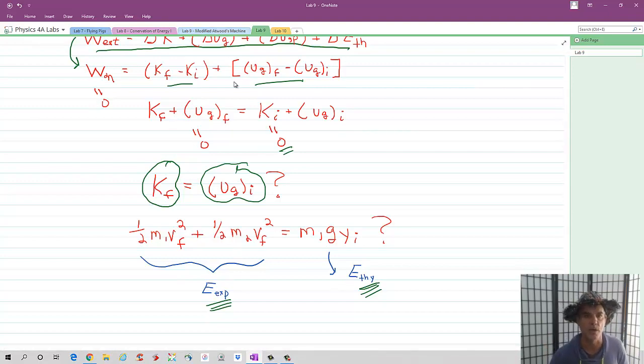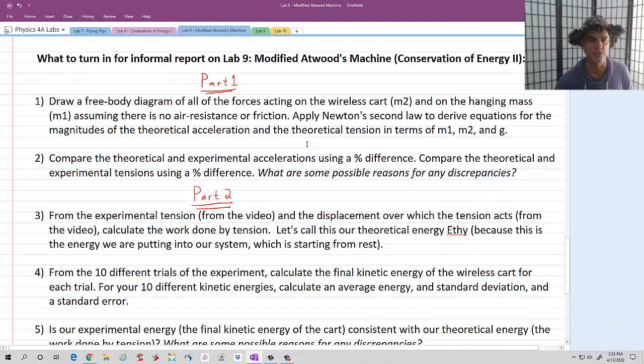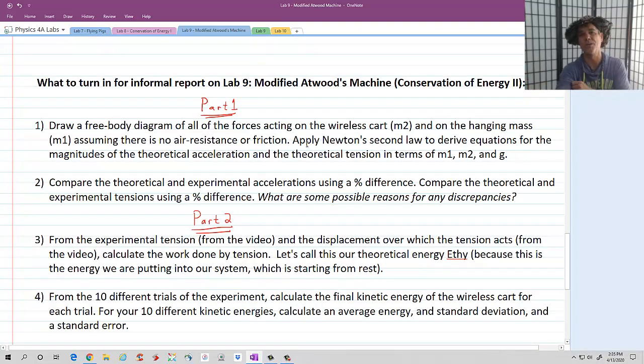Okay, so in terms of the write-up, try to keep this fairly simple. Here's what you're going to be turning in. Part 1 is sort of just redoing an analysis we did in lab 6. Draw a free body diagram of all the forces acting on the wireless cart, which I'm calling M2, and the hanging mass, which is M1, assuming there's no friction, no air resistance. Apply Newton's second law and derive a theoretical equation for the acceleration and the tension, and they're just going to be in terms of M1, M2, and g.